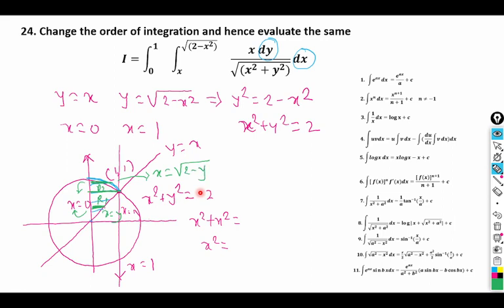So it is a region R1 plus R2, where the limit of y will be 0 to 1, and then 1 to this value. Whenever x is 0, y is 2, so this is the point (0, 2). I'll show you the diagram and the calculations here then.